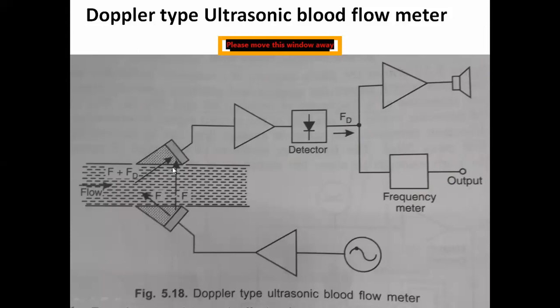So like this we have two types of ultrasonic blood flow meters. One is the transit time ultrasonic blood flow meter, and another one is the Doppler type of ultrasonic blood flow meter. These are the two types of ultrasonic blood flow meters.